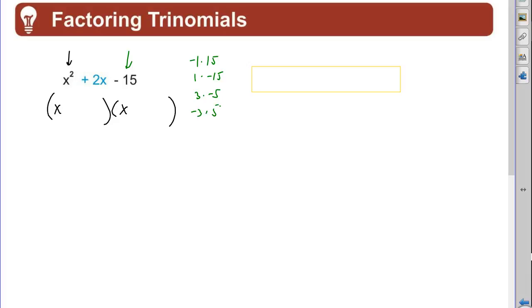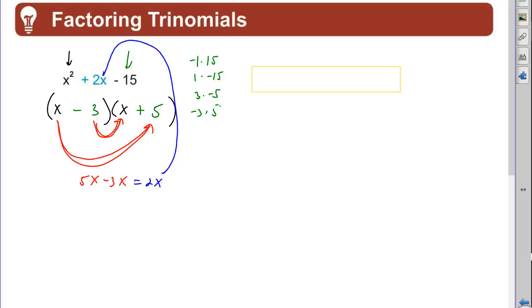And remember, it's all about the outers, that times that, plus the inners, that times that, and that's got to equal our middle. So I'm thinking, what's going to get me a 2 in the middle? Well, how about a 5 here? That's going to give me a 5x, and I got to use the 3. That's a 3x, and I need the 5 to be positive for a positive 5x and the 3 to be negative. So when I do my check, the outers is a 5x, and the inners is a negative 3x for a grand total of positive 2x, which is what the middle is supposed to be. I found the correct pair, x minus 3 times x plus 5.